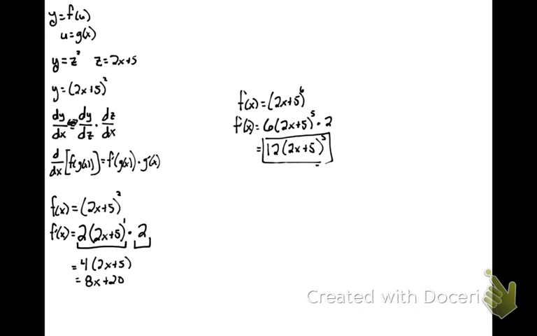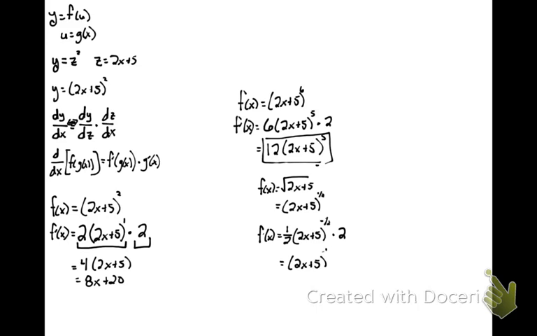Let's consider how this would work with f(x) equaling the square root of 2x + 5, which we know is equivalent to (2x + 5)^(1/2). Well, by the chain rule, we'll take the derivative of the whole thing using the power rule in this case. So 1/2 times (2x + 5)^(-1/2). Now we need to multiply by the derivative of the inside, which in this case is 2.